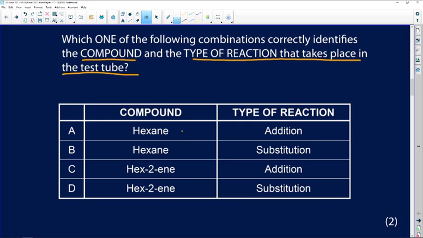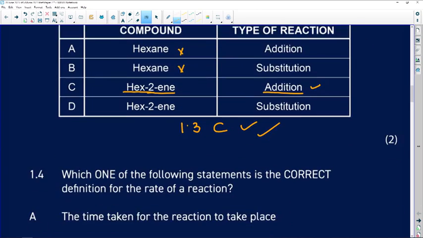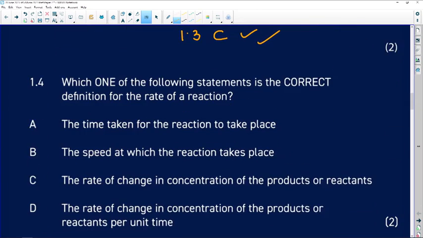Option A, it says hexane, is incorrect. Option B says hexane, is incorrect. Option C, we have hex-2-ene and then addition. So for 1.3, our answer there is C. Why? Because we can only add to an unsaturated compound, and if we add, the type of reaction is called addition. You get 2 marks for that. Let us move to the next question, 1.4.